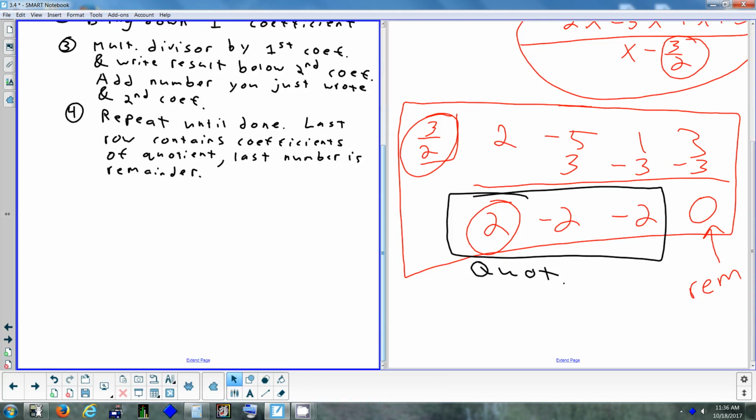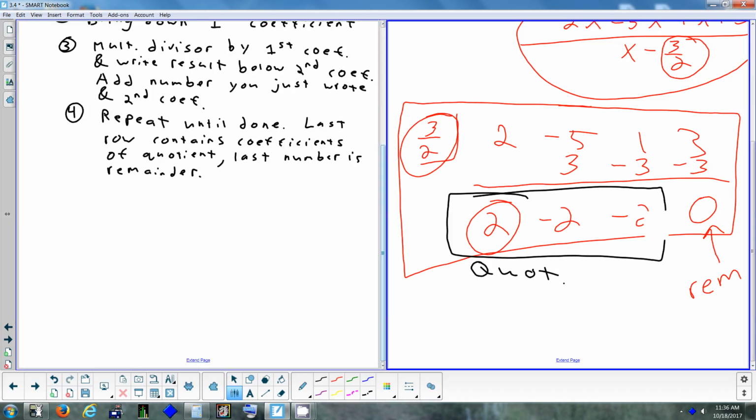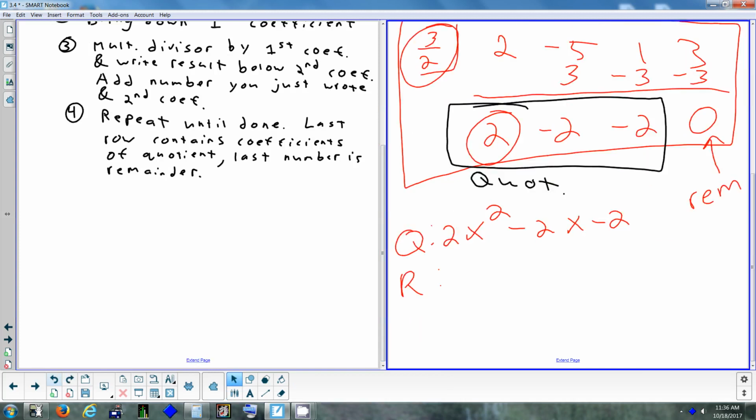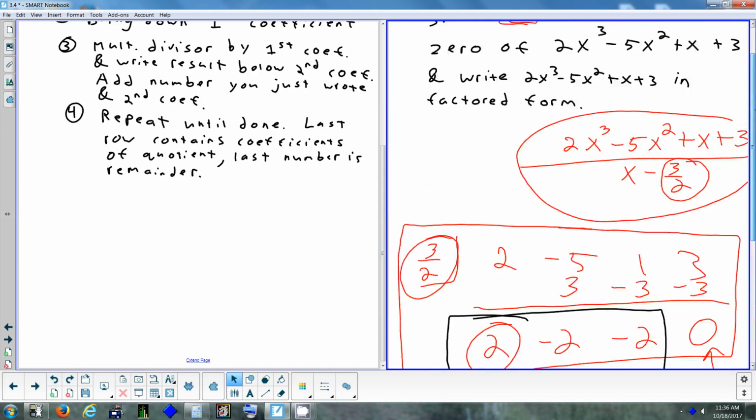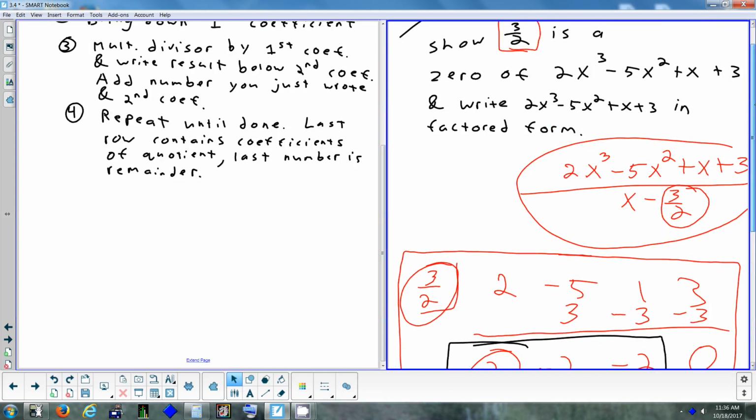Okay, so your quotient, if you were actually going to write out the answer, is that's your constant, that's your x term, that's your x squared term. Okay, so anyone think they could tell me how they would write that out? That's the quotient, yeah? 2x squared minus 2x minus 2. Yep. So that's your quotient. Remainder, 0.